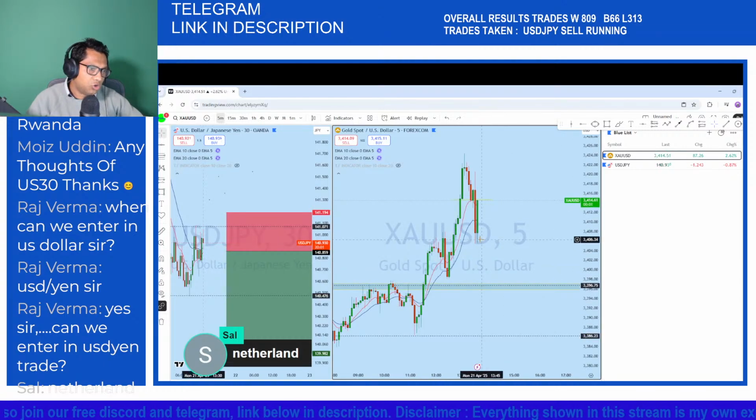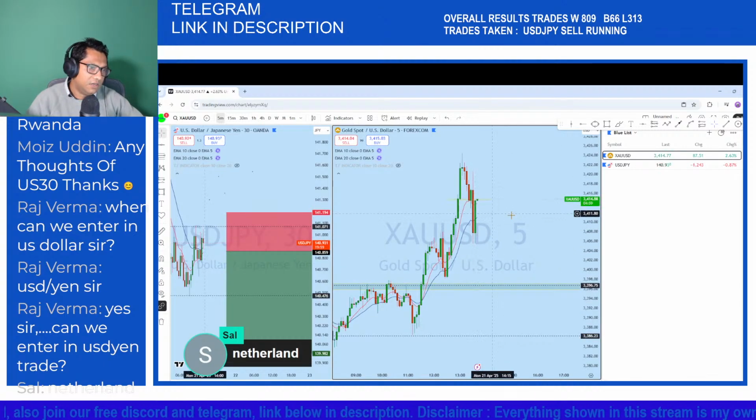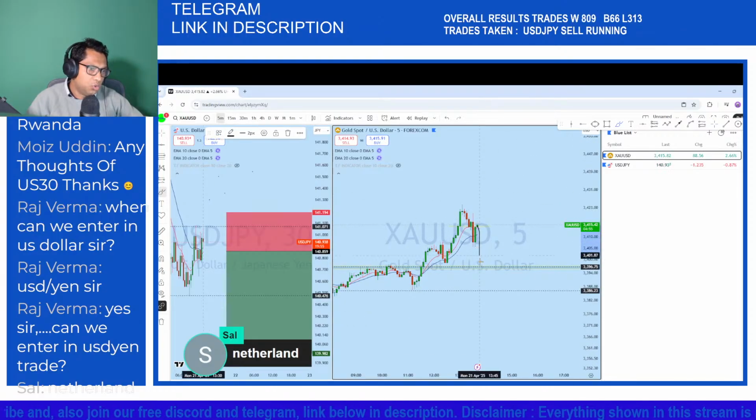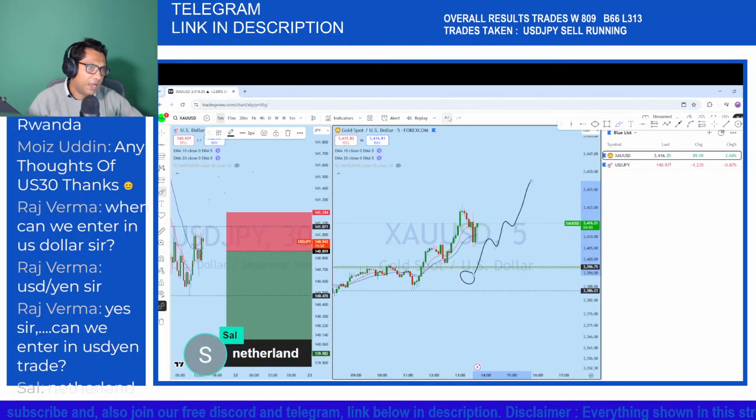Now here it dropped to that support and returned back up again, waiting for the market to come back below that support and then to trend back up again.